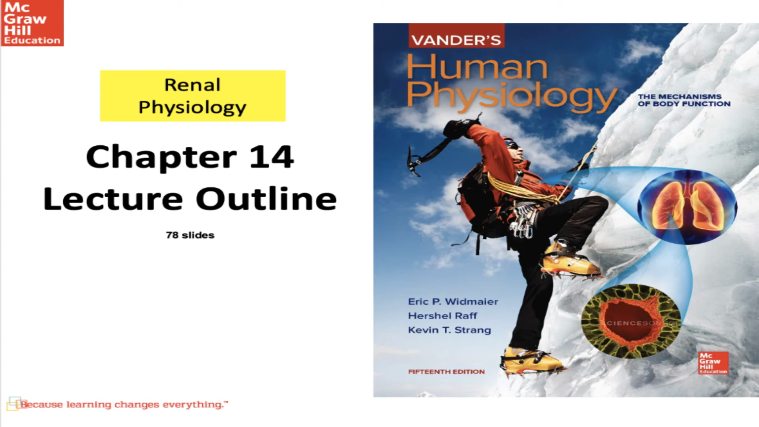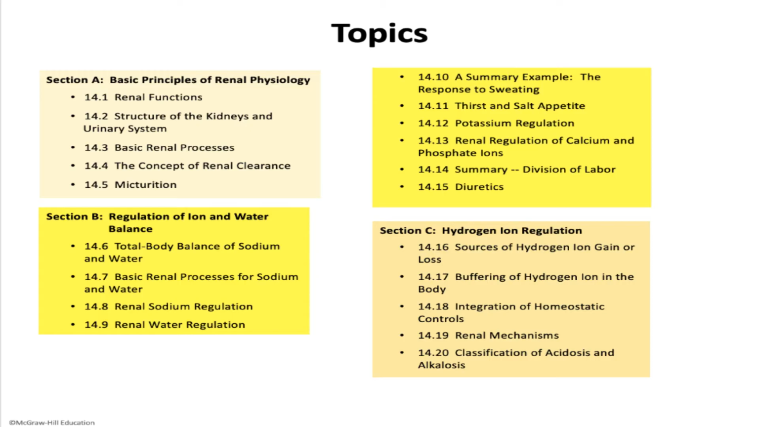Welcome back, folks. This is the chapter on renal physiology. The chapter is divided into three parts, the first of which looks at renal physiology. The second part looks at regulation of ion and water balance and how that's achieved. And the final section addresses pH balance in the body.